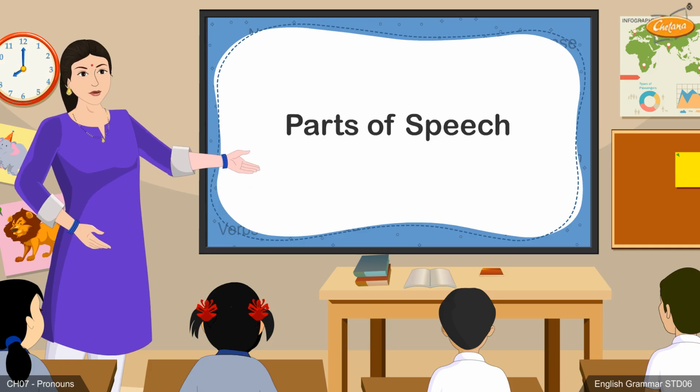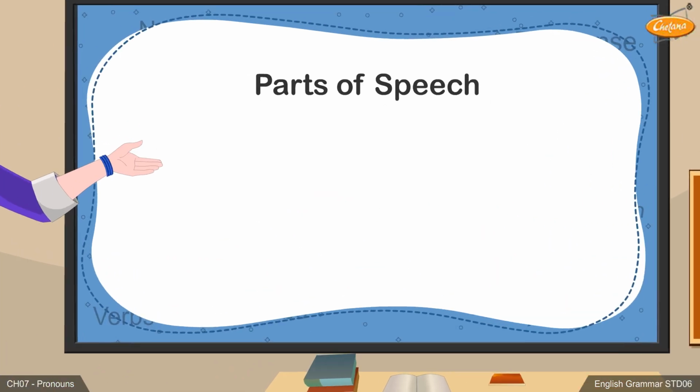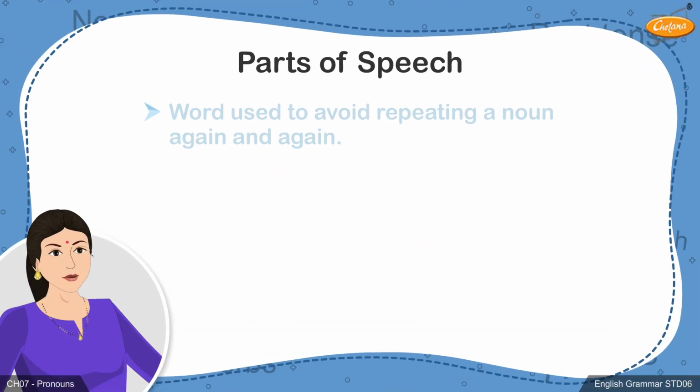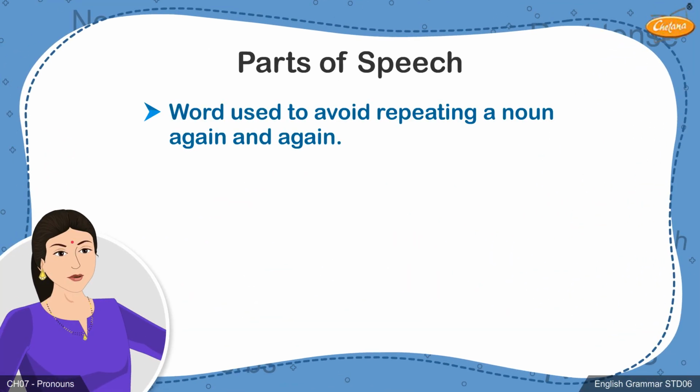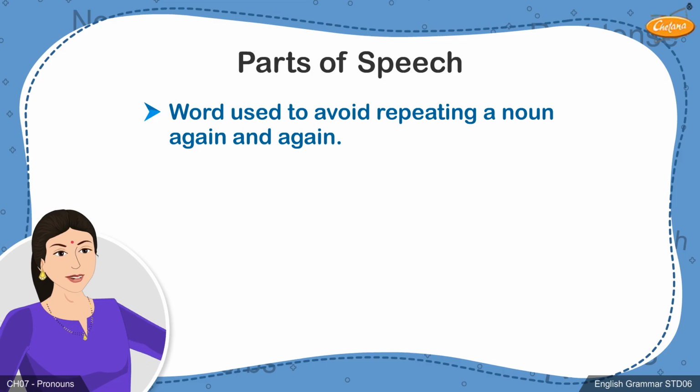Today we are going to learn all about an important part of speech in English. This part of speech is a word that is used instead of a noun to avoid repeating the same noun again and again. I think most of you have guessed the name of this part of speech. But before we get into what this part of speech is called, let's read a few sentences.